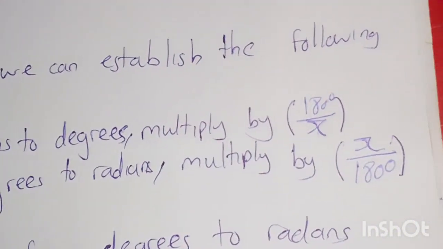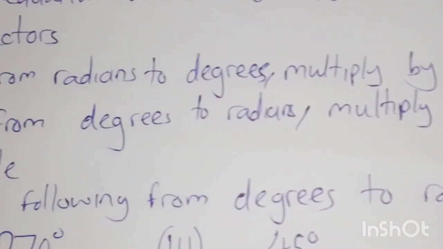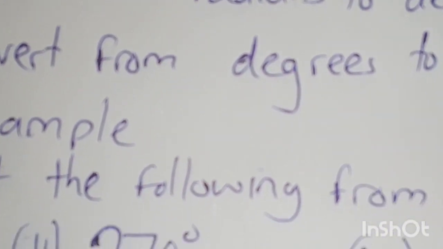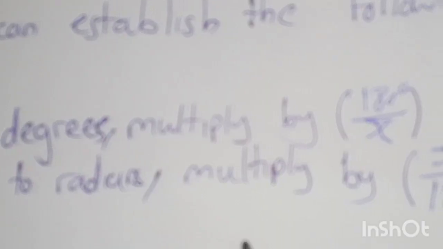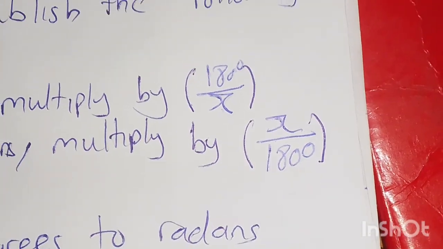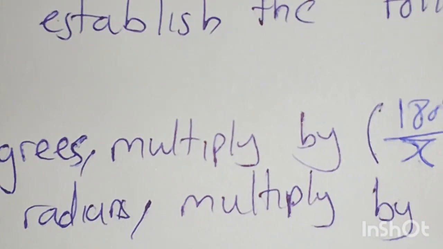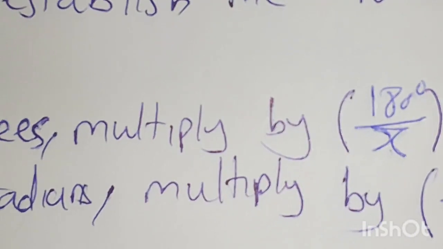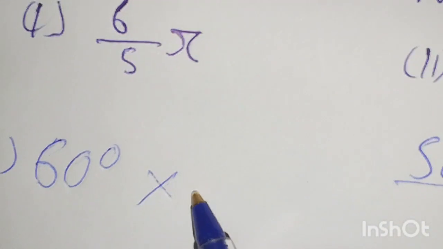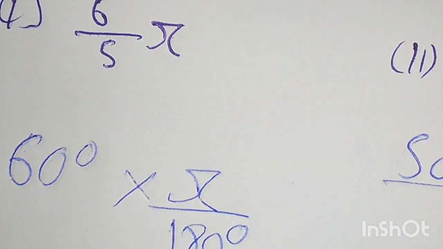Same as the question, what's the question saying here? You have been given 60 degrees. So here the condition is you have to multiply by what? Pi over 180 degrees for you to convert from degrees to radians. So you multiply the degree by pi over 180 degrees. So we are multiplying this 60 degrees by pi over 180 degrees.